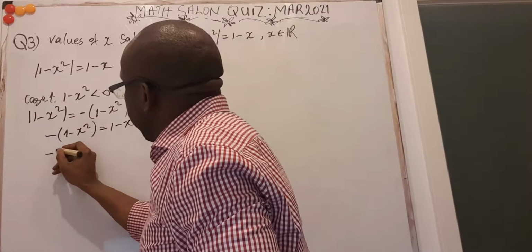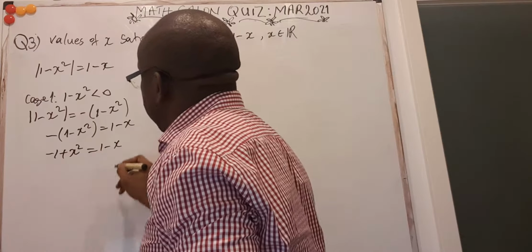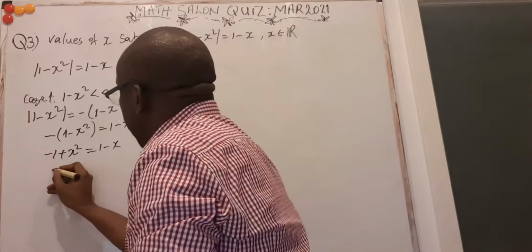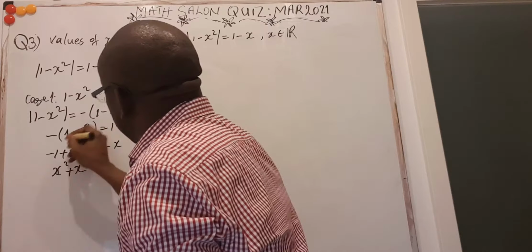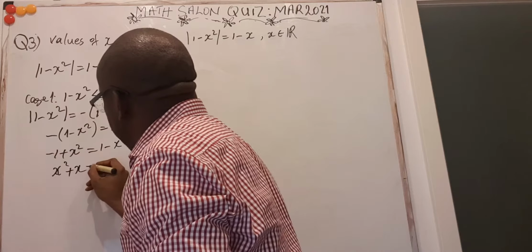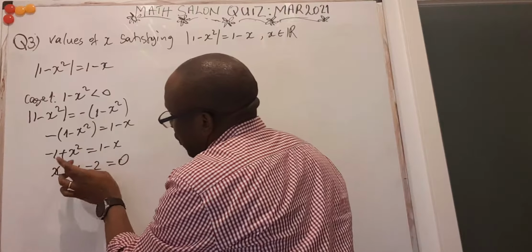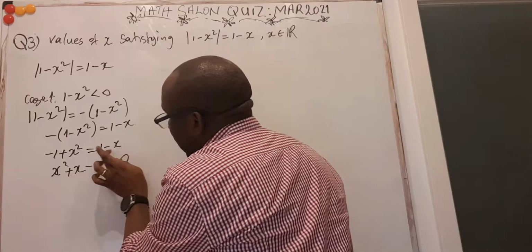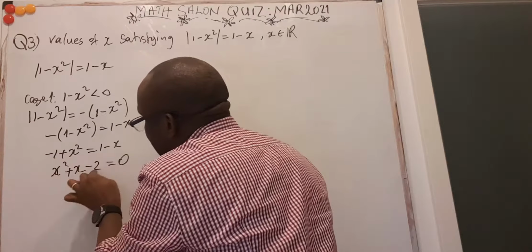If I open this, I get minus 1 plus x squared is equal to 1 minus x. I arrange them properly: x squared, minus x becomes plus x when it crosses to this side, and then this positive 1 becomes minus 1, and becomes minus 2, equal to 0. So x squared is here, minus x becomes plus x as it goes over, and this also becomes minus 2.